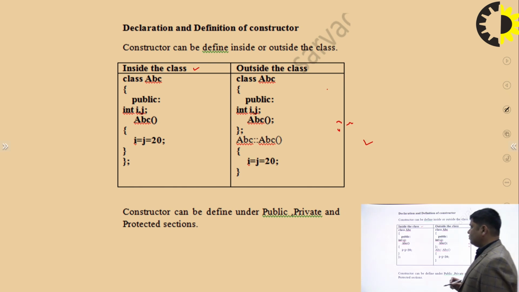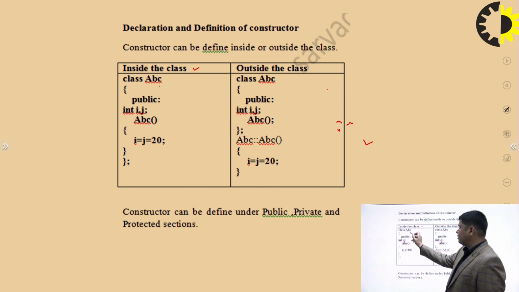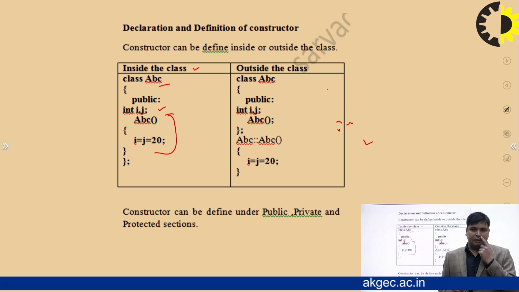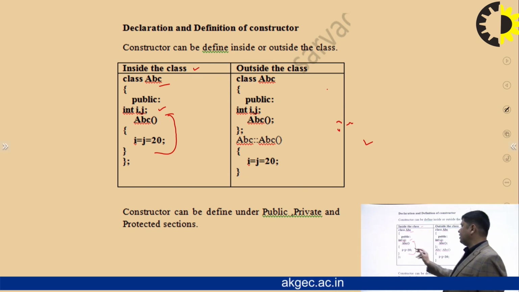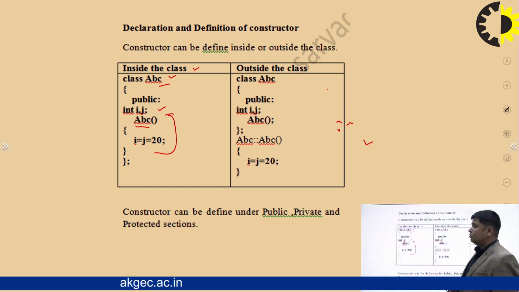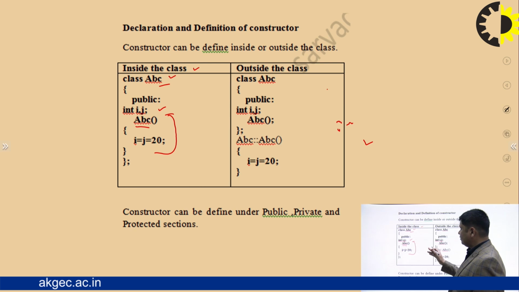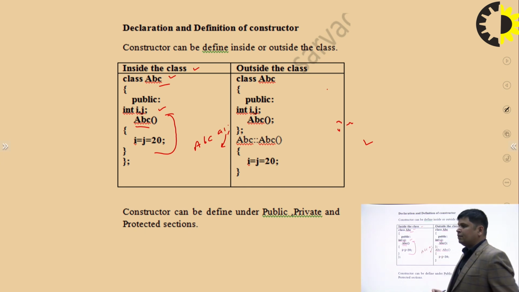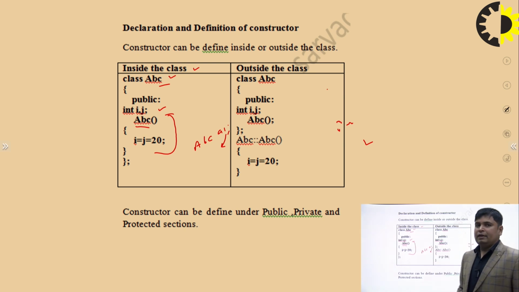Inside this code you can see class ABC, and these are the two data members i and j, and this is the constructor. As we have already said, a constructor has the same name as the class name. This is the class name, this is the class name. This type of declaration is a constructor declared inside the class. Whenever an object of this class is created, suppose the object is A1, immediately this piece of code will be executed and i and j will be assigned the value 20.